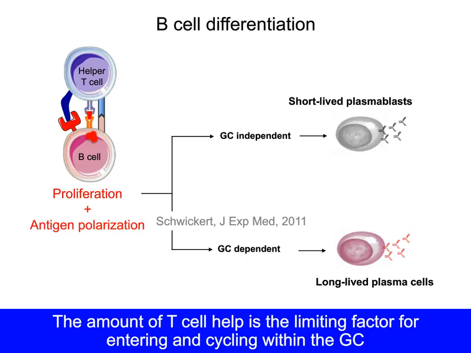We thought that this might be explained by the fact that the antigen was polarized inside B cells when the mother B cells start to proliferate. Now, this could lead to a different distribution of antigen between the daughter cells.